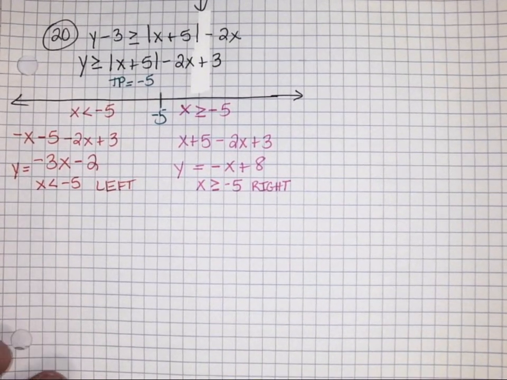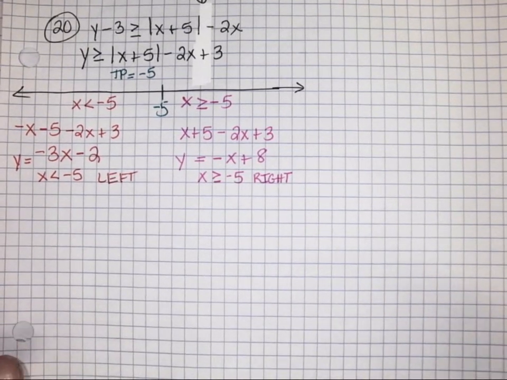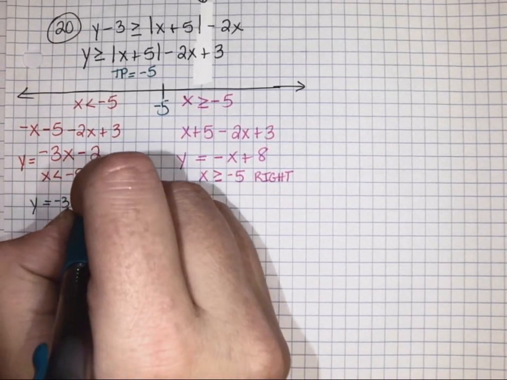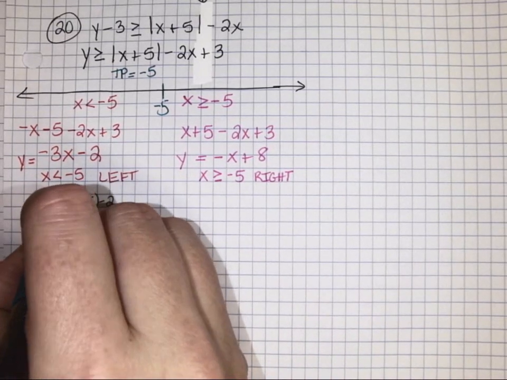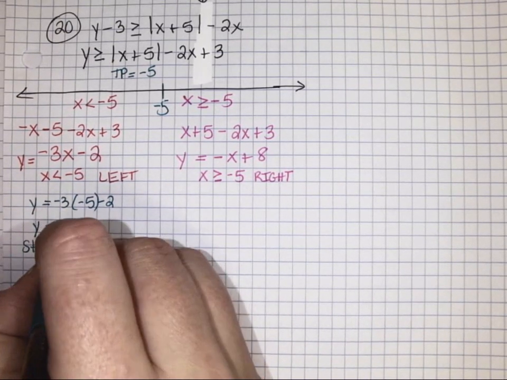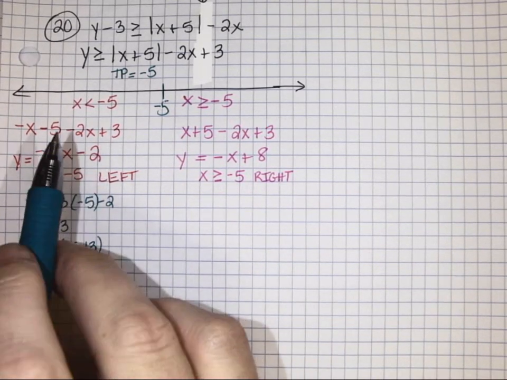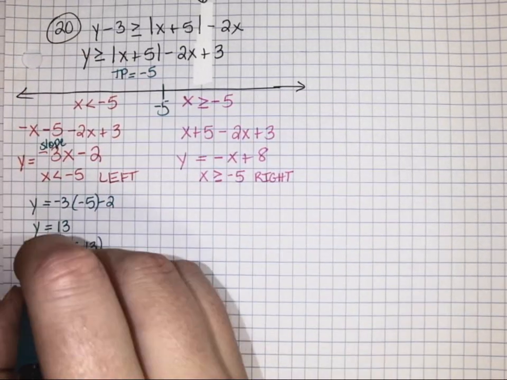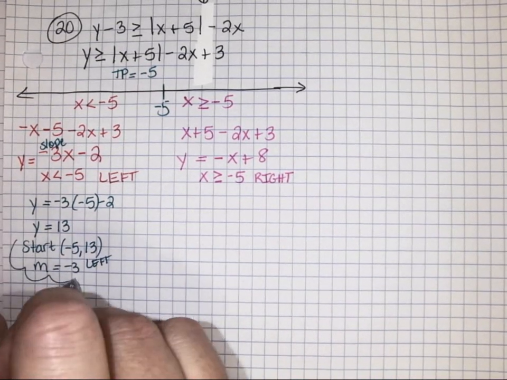All right, let's plug in our starting number -5 to see where we start. Since it's an absolute value graph, your starting point should be the same. But let's take a look and see. So I have y = -3 times -5 minus 2. So I get y = 15 - 2, which is 13. So I'll start at (-5, 13). And the slope is -3, and I only want to see the left side.